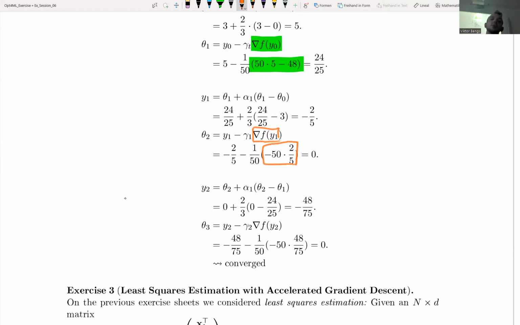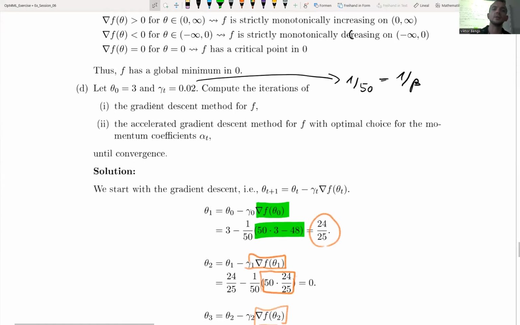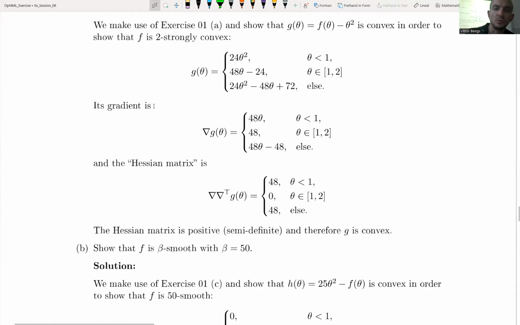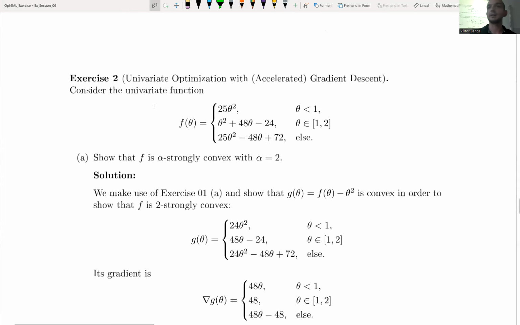Okay, so once again, this is a quite nice exercise. This is why I wanted to have it here, because it's representative of an exercise you can expect in the exam at the end.